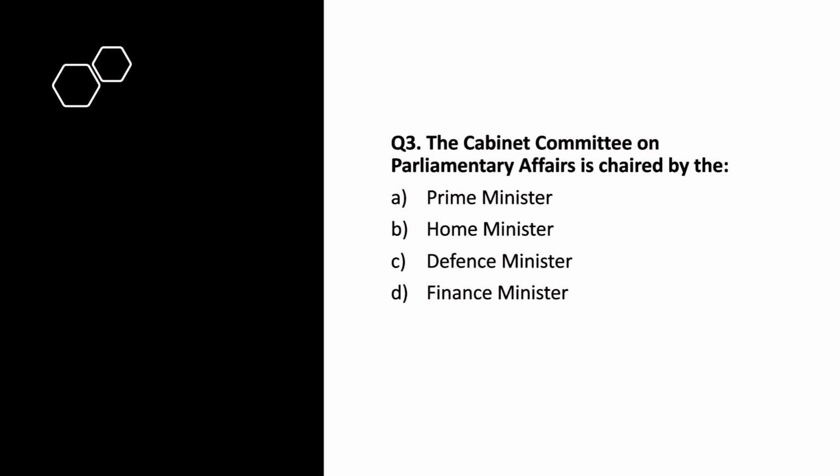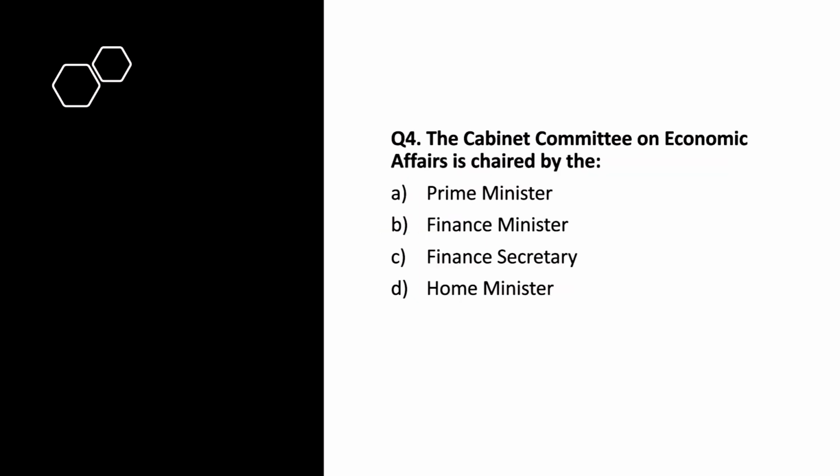The next question says, the Cabinet Committee on Parliamentary Affairs is chaired by whom? The correct answer is the Home Minister. The Cabinet Committee on Economic Affairs is chaired by, the correct answer is the Prime Minister.